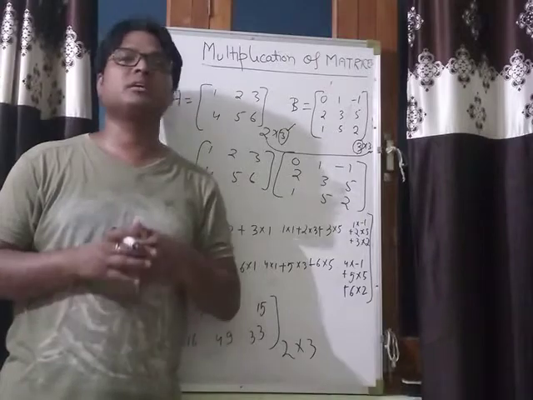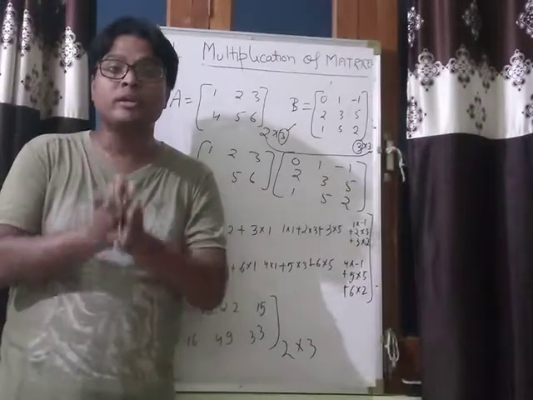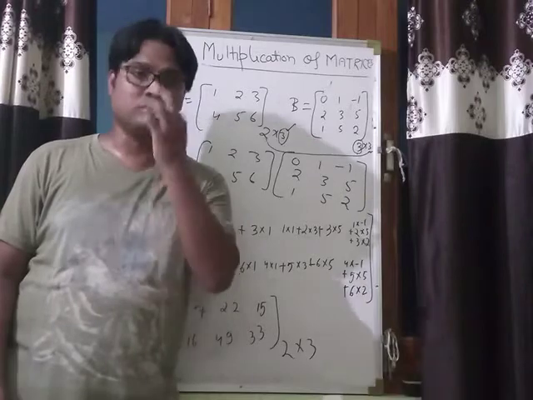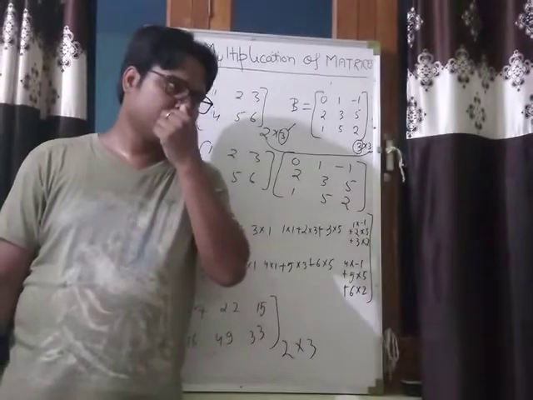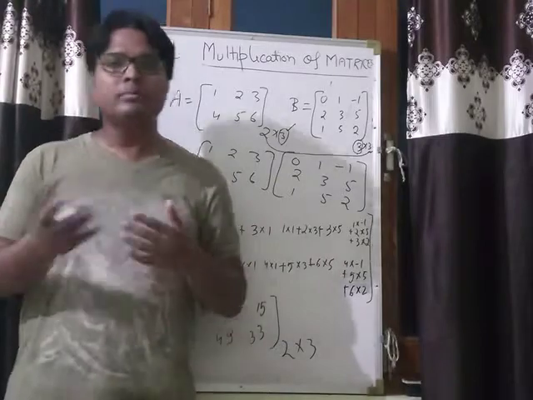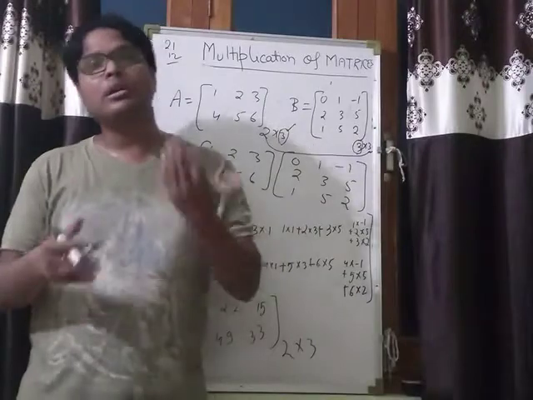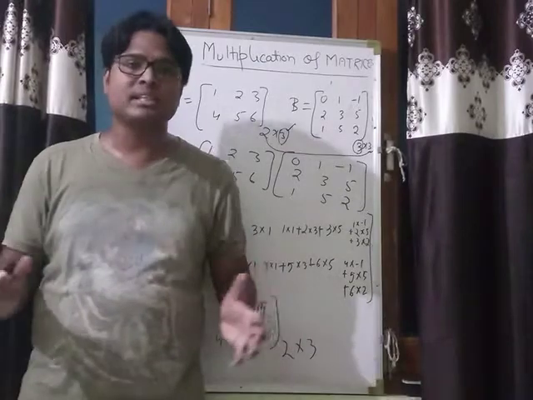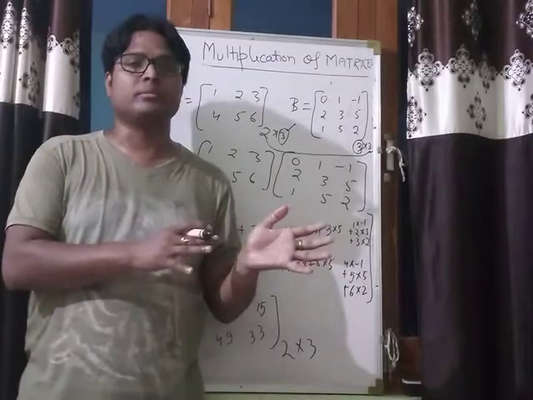From here it is clear that in matrix multiplication the commutative law does not hold. Why? It may be possible that AB exists but BA does not exist. The question arises that it may be possible that both AB and BA exist. Then will they be commutative or not? I am going to give you an example that even if both AB and BA exist, still they are not necessarily commutative.